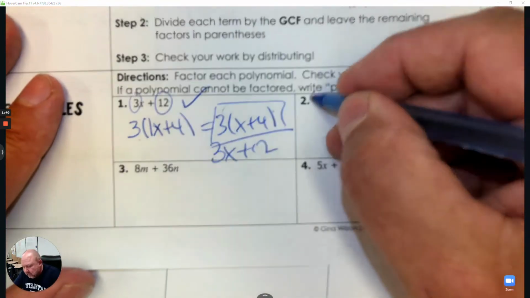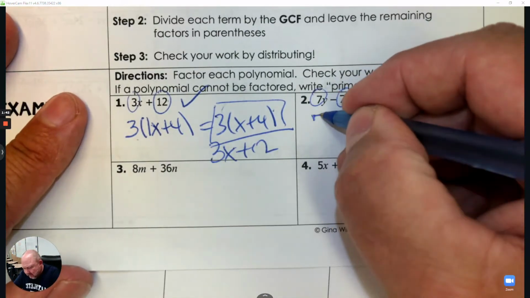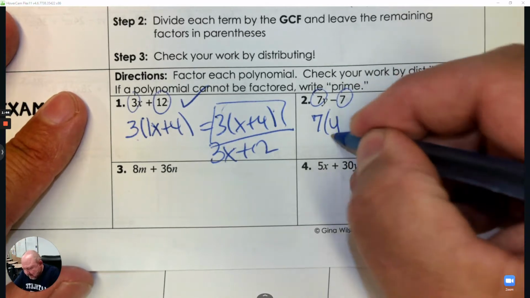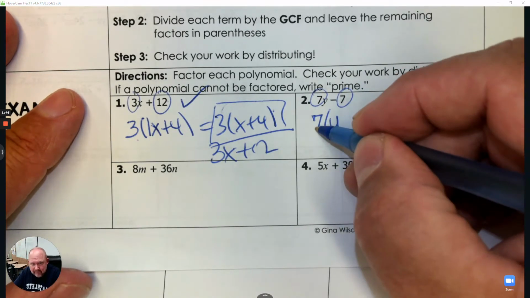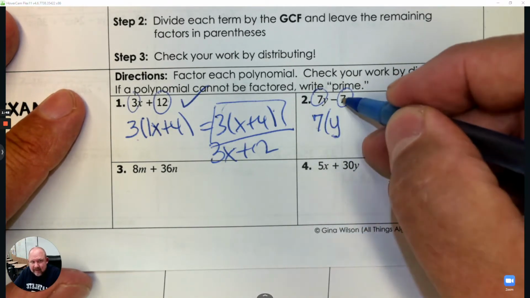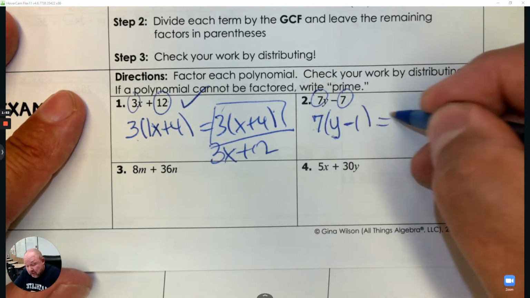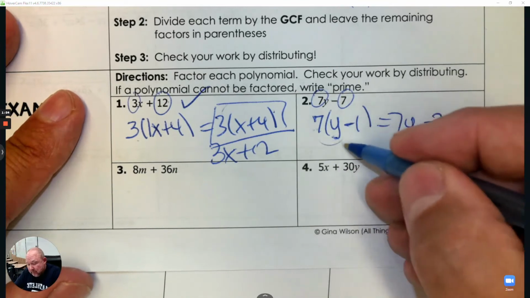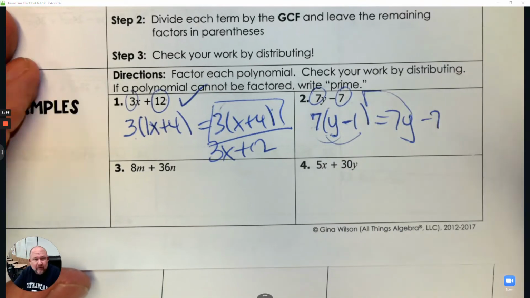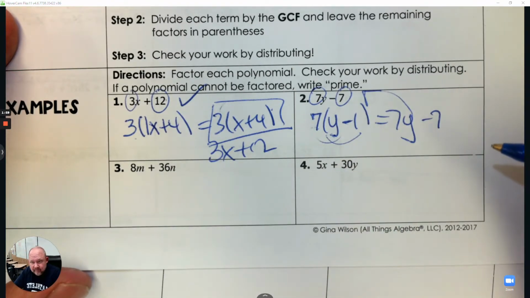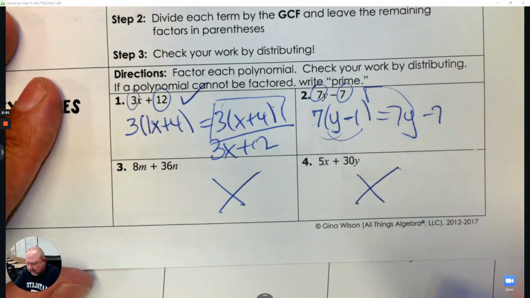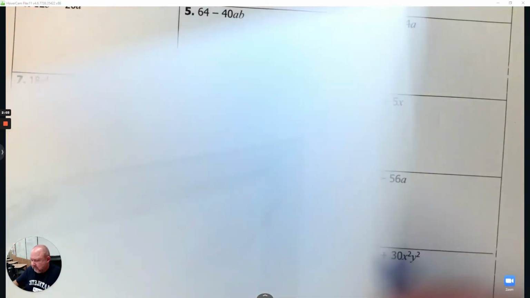And number 2, you can see, what do they have in common? Well, it's 7. And then when I divide, 7y divided by 7 is just y, and negative 7 divided by positive 7 is negative 1, and you have your answer. You know you did it right if you multiply it and it equals the question of what it was before. All right, I'm not going to do multivariable algebra, so I'm going to skip over those.